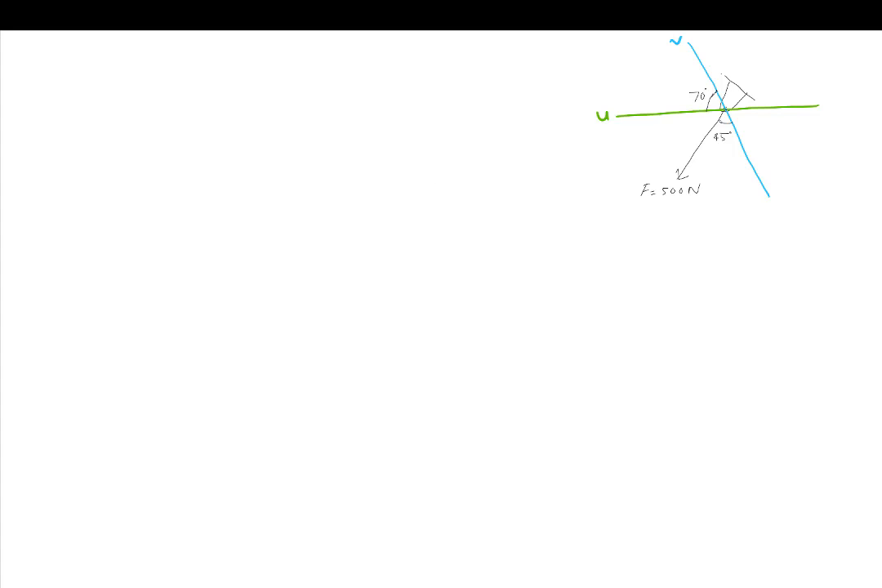The first thing we need to do in these cases is to understand this problem first. What we're asking is, what should be the force along this u direction, and what should be the force along this v direction? We'll call these Fu and Fv, so that the resultant is F equals 500 Newton, making an angle of 45 degrees. So we need to find Fu and Fv.